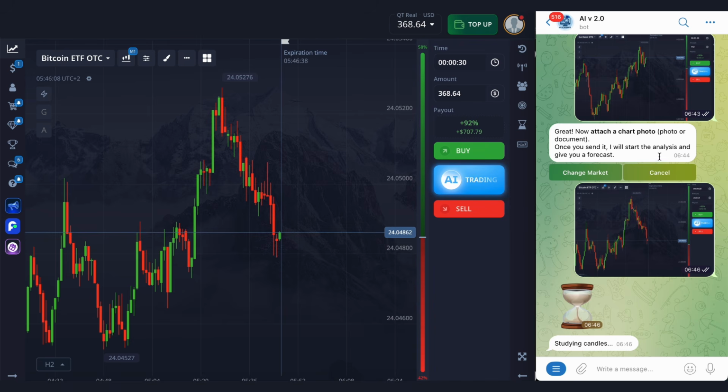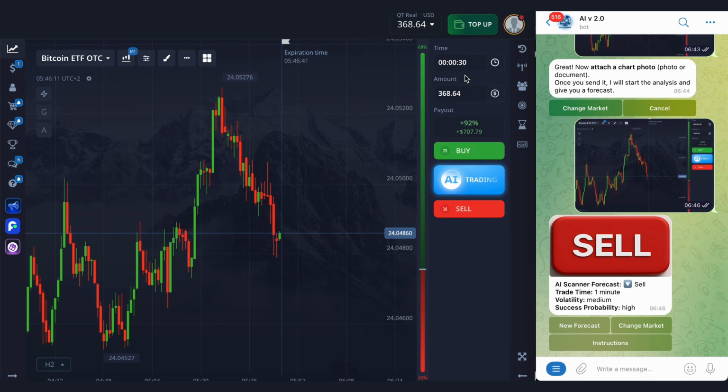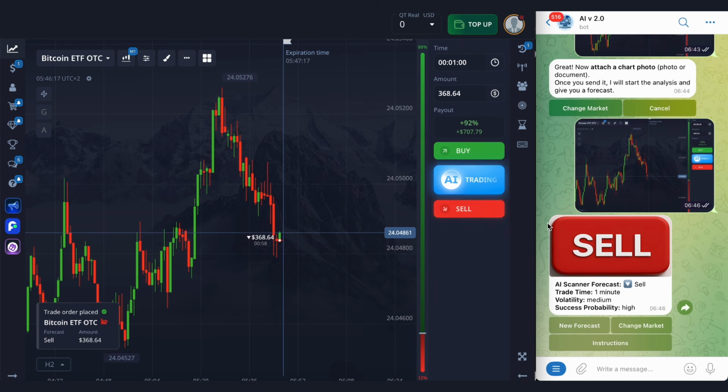Ladies and gentlemen, it says once we send it to analyze it and give us a forecast, and it is a sell, a 1-minute sell. Let me set my timer on 1 minute and execute a sell order on this trade, people. Predicted by our AI screener version 2.0 to be a medium volatility level trade with a success probability set to be high. We're gonna hold on tight and see how this is gonna play out.